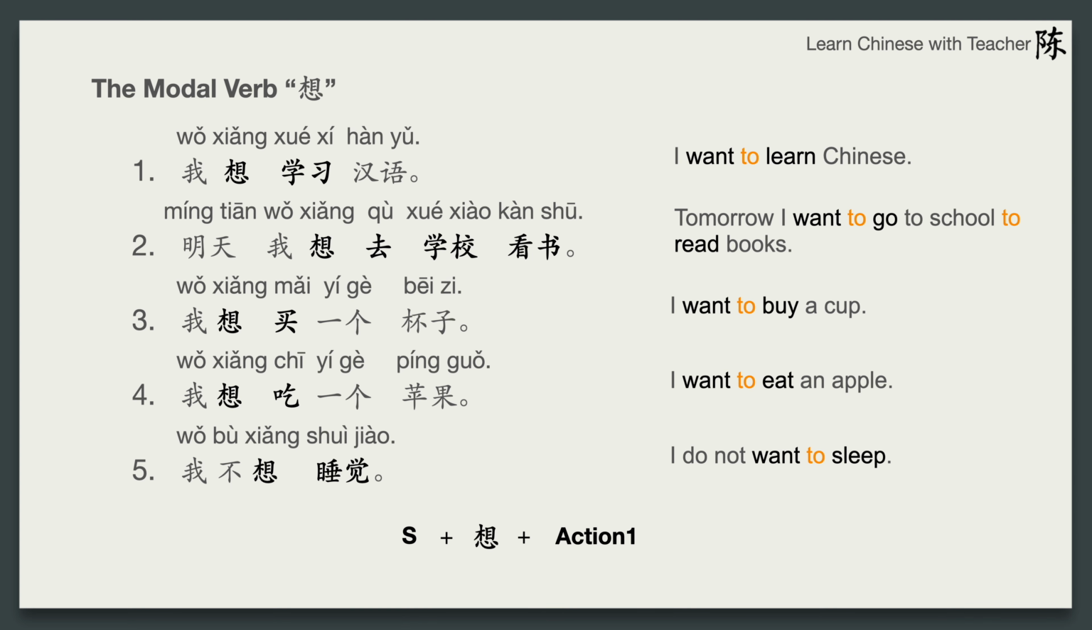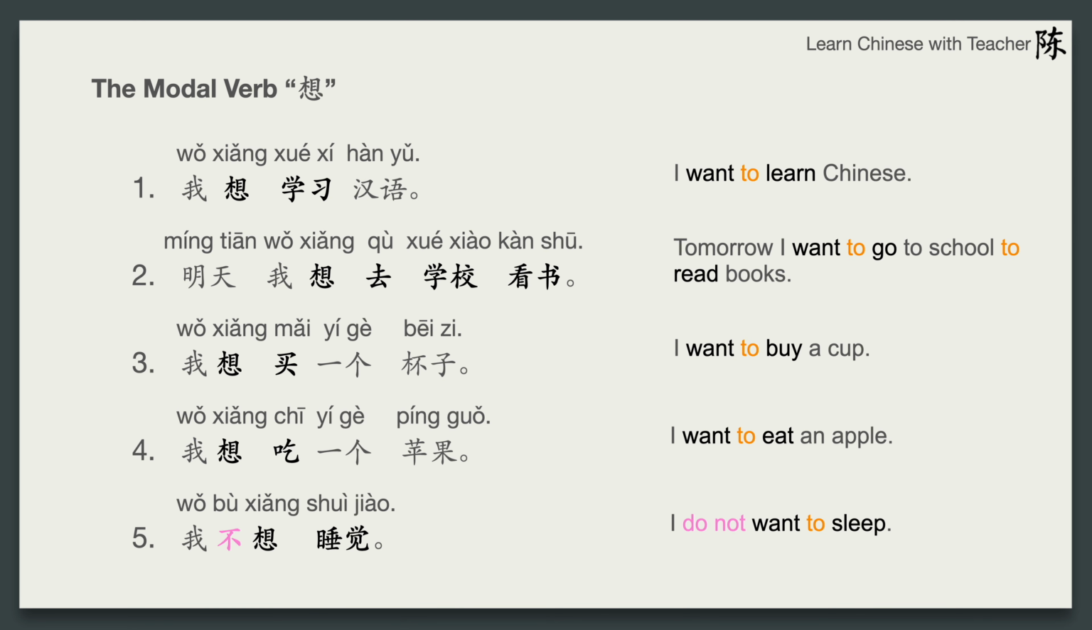So, the Chinese sentence structure is just subject plus 想 plus action 1, or subject plus 想 plus action 1 plus action 2. The negative form of 想 is just add 不 in front of 想. So it's 不想, just like we add 不 in front of 是, 不是, to be not, or 不会, cannot. Okay, that's all about the modal verb 想.